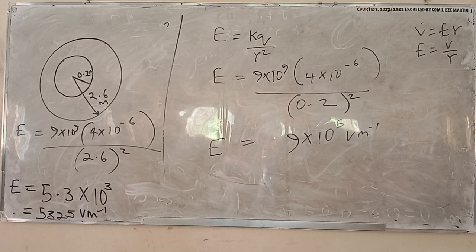Now, the next one, they say draw electrostatic field lines around a positive charge. Okay, I think we'll do this one. But you can read this one up. Let me solve the calculation once. You can read that one up.